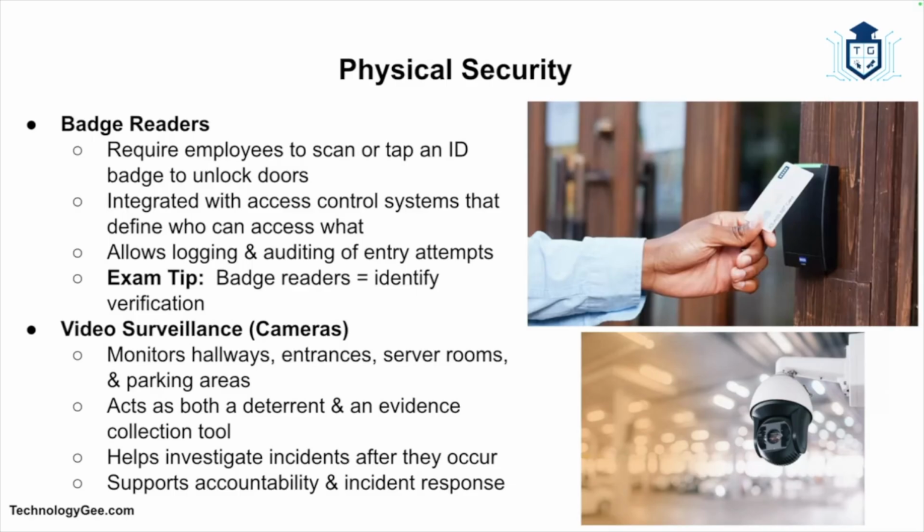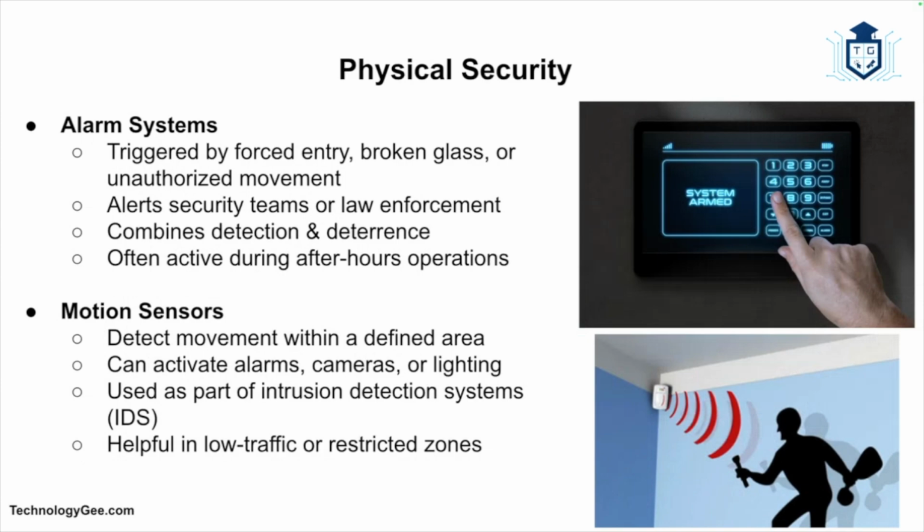Then we have video surveillance. Cameras are everywhere. They're in hallways, server rooms, parking lots, you name it. Video surveillance acts as both a deterrent and a record keeper. So in real life, if a laptop goes missing from an office, then the cameras, hopefully if they're recording everything, can help figure out what happened. You have alarm systems. So think of break-in alarms that can be triggered by doors opening, windows breaking, or motion detected after hours. On the exam, just remember that alarms equal detection plus deterrence.